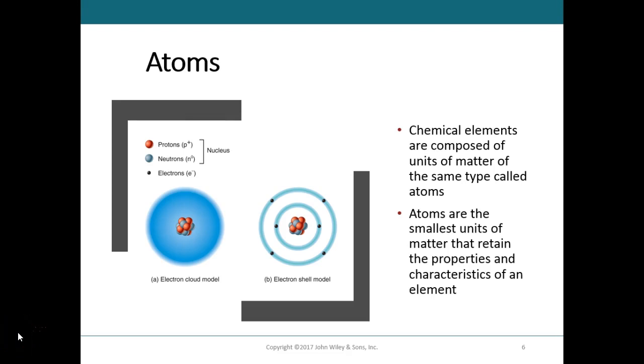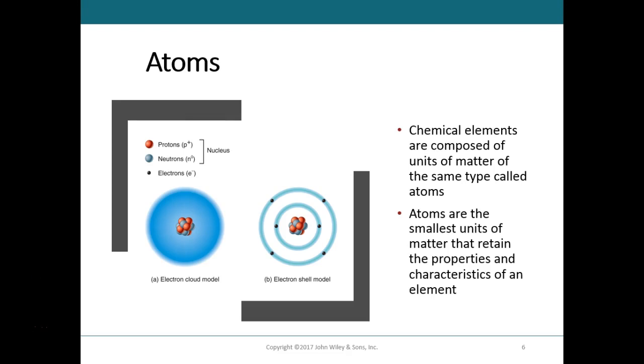Each element is made up of atoms. Atoms are the smallest unit of matter that retain the properties and characteristics of that particular element. Atoms are extremely small. If you think about when you're reading your textbook and you see a period at the end of a sentence, about 200,000 atoms of the largest atoms would fit on the period at the end of that sentence. There are several subatomic particles that make up atoms.